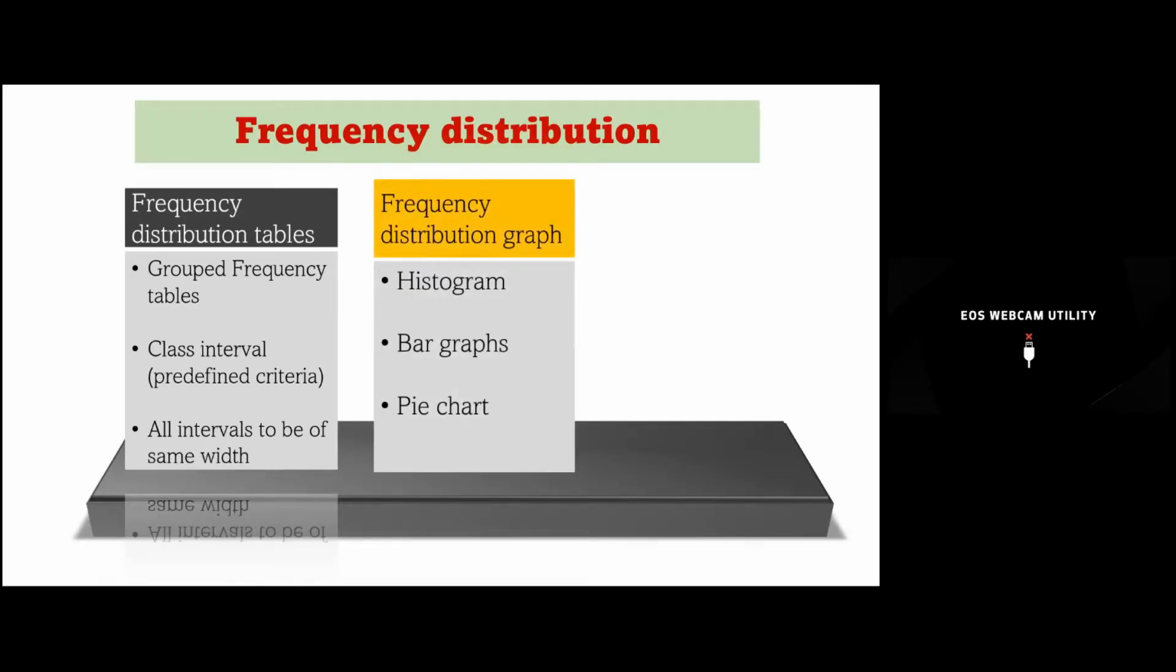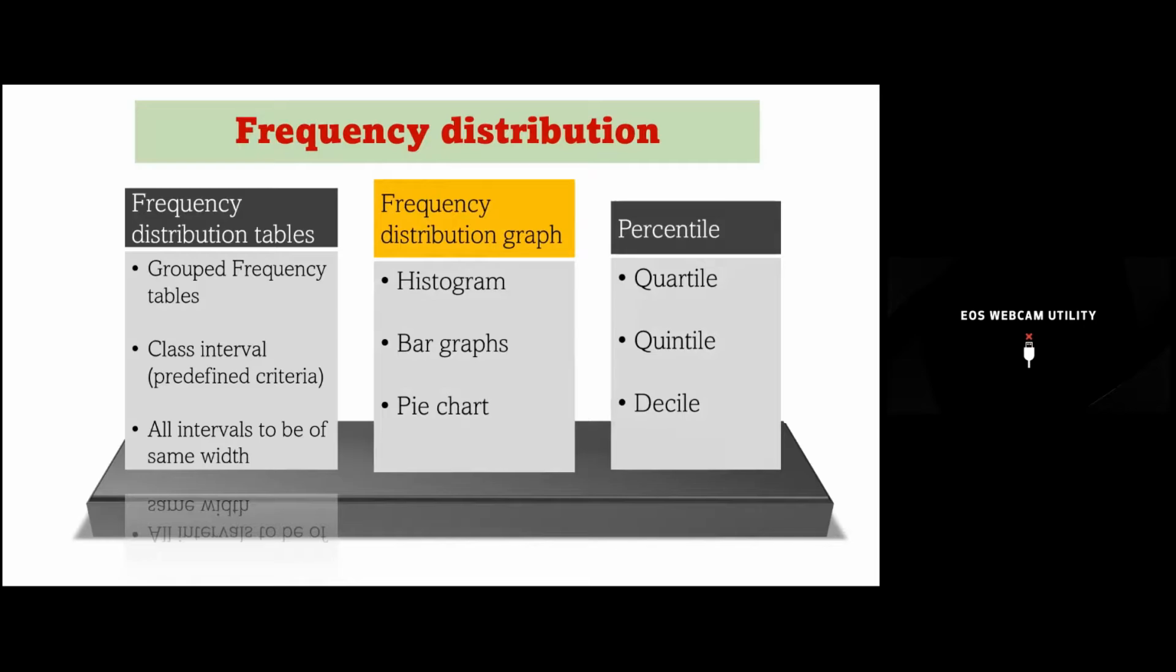In the case of frequency distribution, you have the histogram, the bar diagram, and the pie chart. Again, in frequency distribution, you have the quartile, quintile, and decile. When you divide your data into 4 parts, we call it a quartile. When you divide your data into 5 parts, like 20th, 40th, 60th, 80th, and 100th, it is known as the quintile. When you divide your data into 10 equal parts, it is known as the decile.